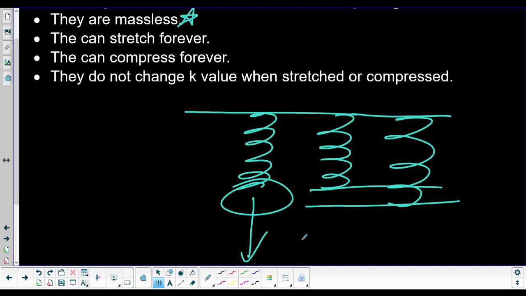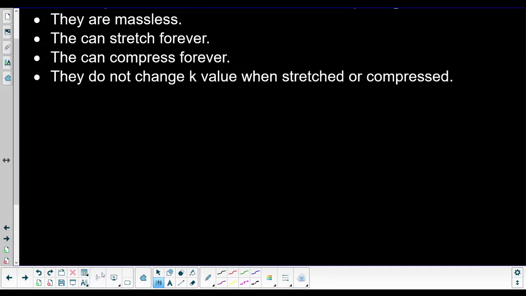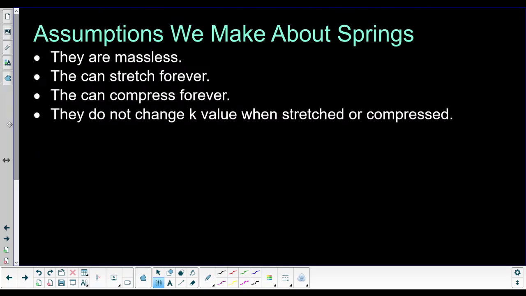So we just ignore the weight of the spring. They're like strings in this class. We assume they're super lightweight, made out of some fancy space age carbon nano material stuff, and ignore it unless they tell us otherwise. Okay?